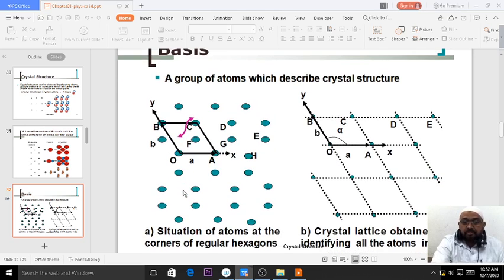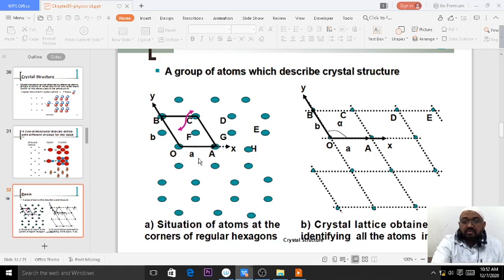Now here we have taken again the same reference points O, A, B, C, right? You can imagine that this is the pattern obtained by joining these points: O, A, B, C, D, E, F, G, H. Now in this particular pattern you can find a different pattern also, by joining different points.